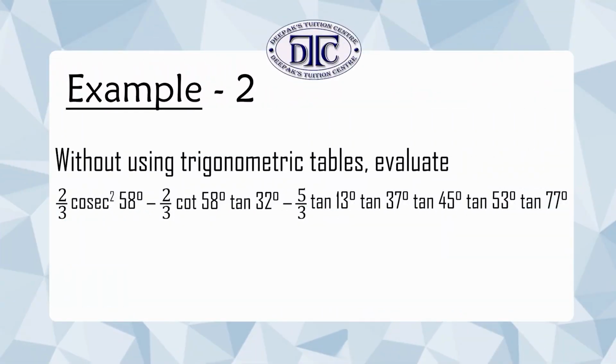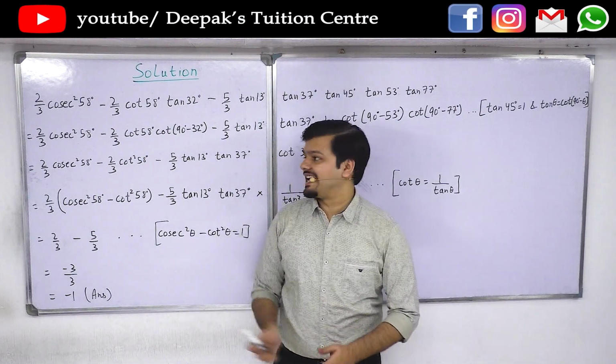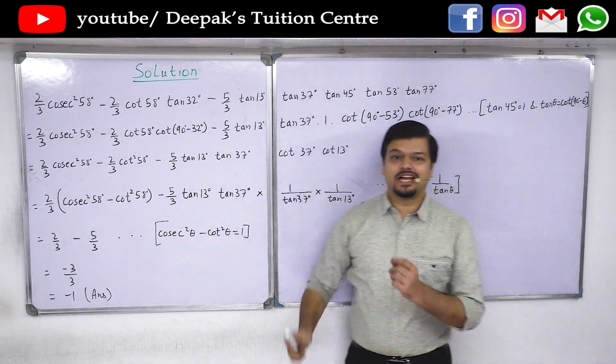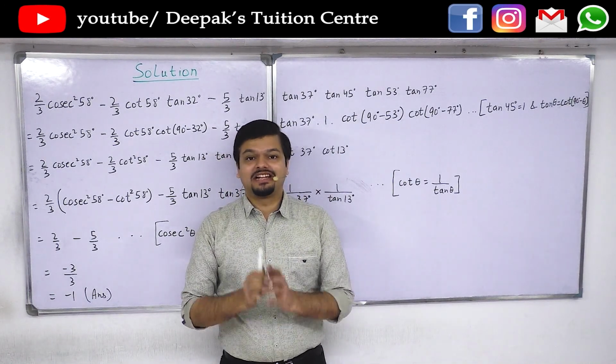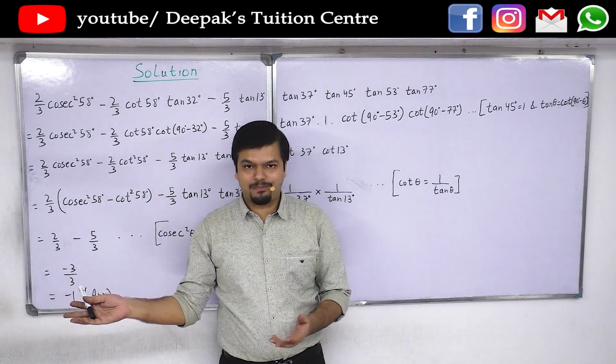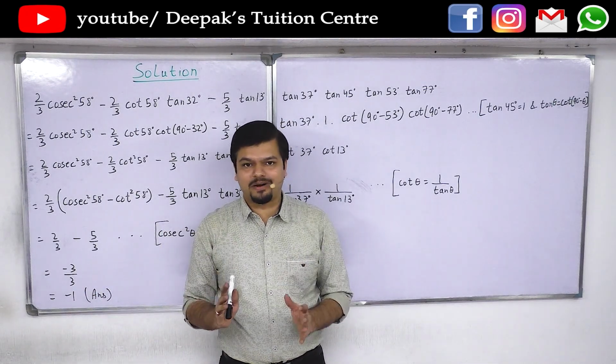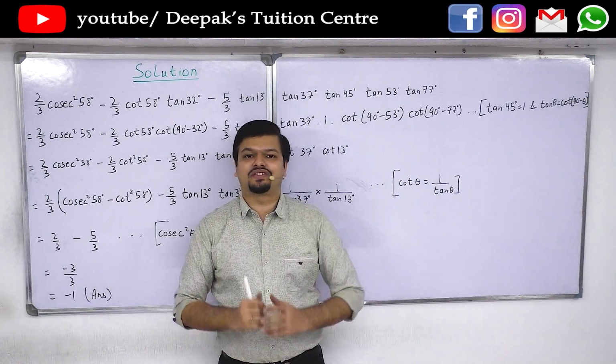Without using trigonometrical tables, evaluate 2/3 cosec² 58° − 2/3 cot 58° tan 32° − 5/3 tan 13° tan 37° tan 45° tan 53° tan 77°. We have to calculate the value of this expression. The question clearly states that you should not be using trigonometric tables. The trigonometric table that we did just a bit of time before was not a proper trigonometric table. That was just an extract of the trigonometric table.